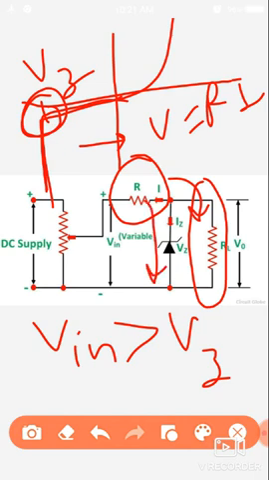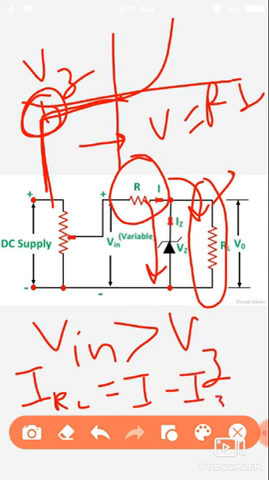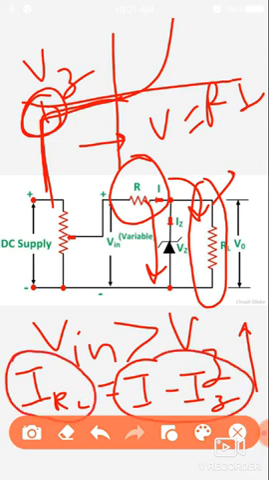As a result, the current passing through R is I, and the current through RL equals I minus IZ. Hence, the value of IZ suddenly increases, so the current passing through the load resistance RL suddenly drops. As a result, the voltage V0, which is our output voltage, is held steady.